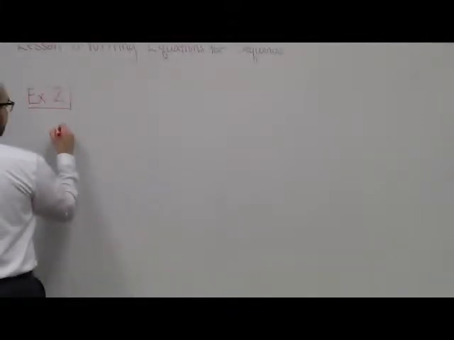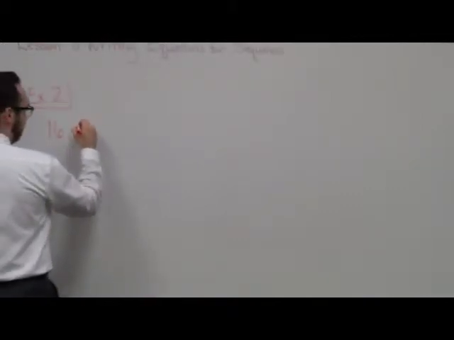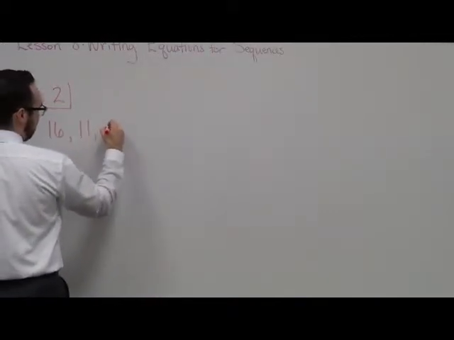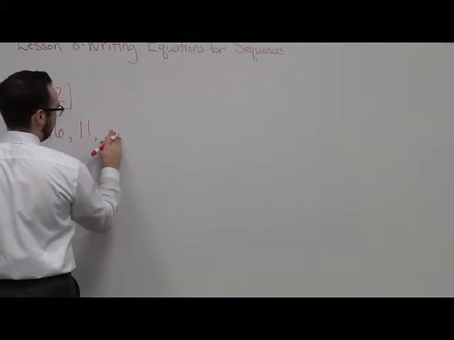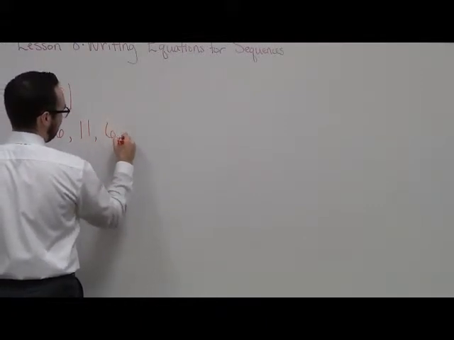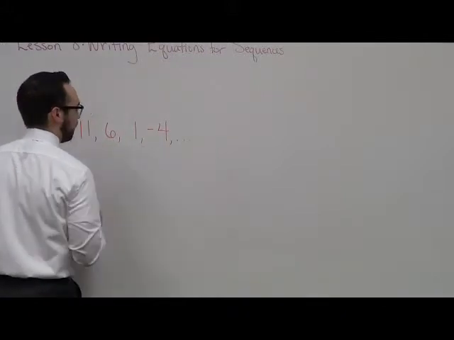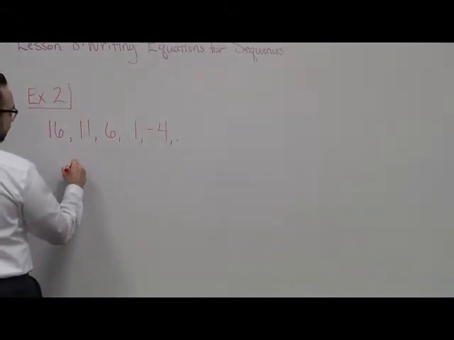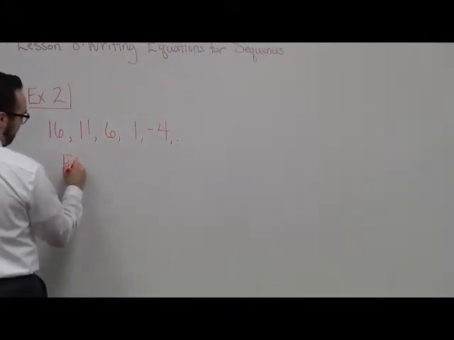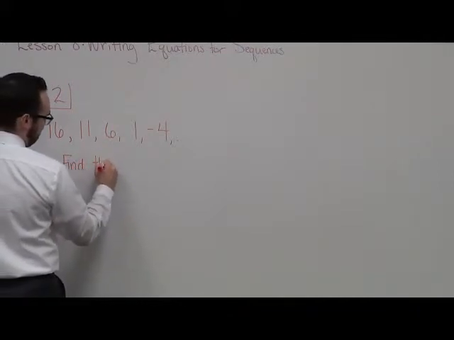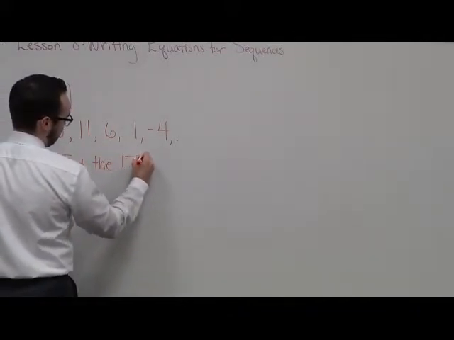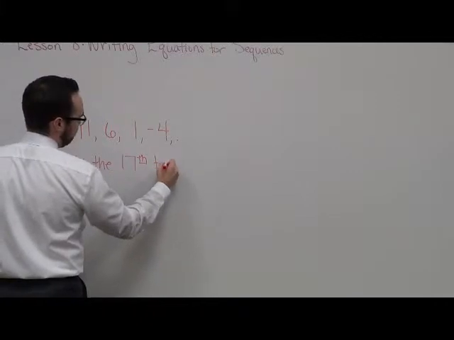Example number 2. So let's say we start with 16, we go down to 11, down to 6, to 1, to -4, and so on and so forth. And then we want to find the 17th term.